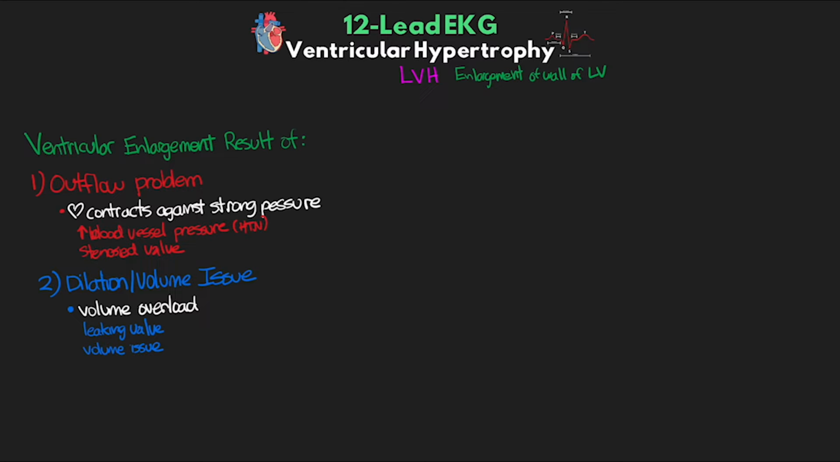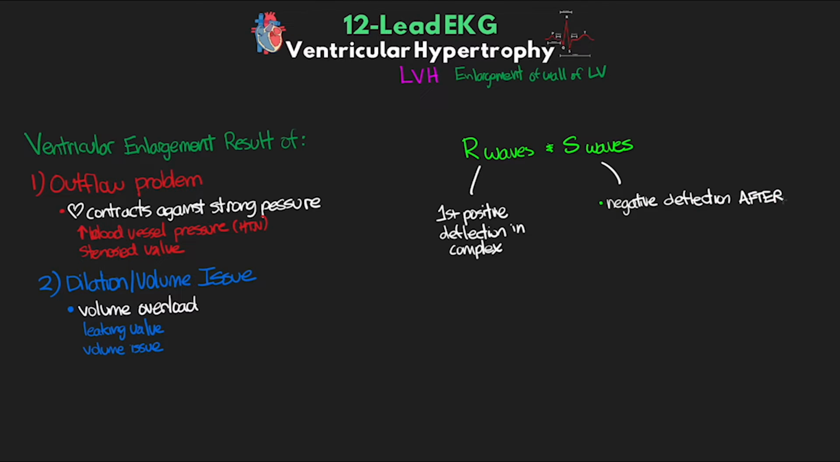So we actually have many different proposed ways to determine if we see evidence of left ventricular hypertrophy present on our EKG. All of them involve looking at either R waves or S waves. So let's make sure we're on the same page with these. The R wave is going to be the first positive deflection that we see in a complex, while the S wave is the negative deflection after the positive deflection, or if the only deflection that we have is negative, then this is also our S wave.